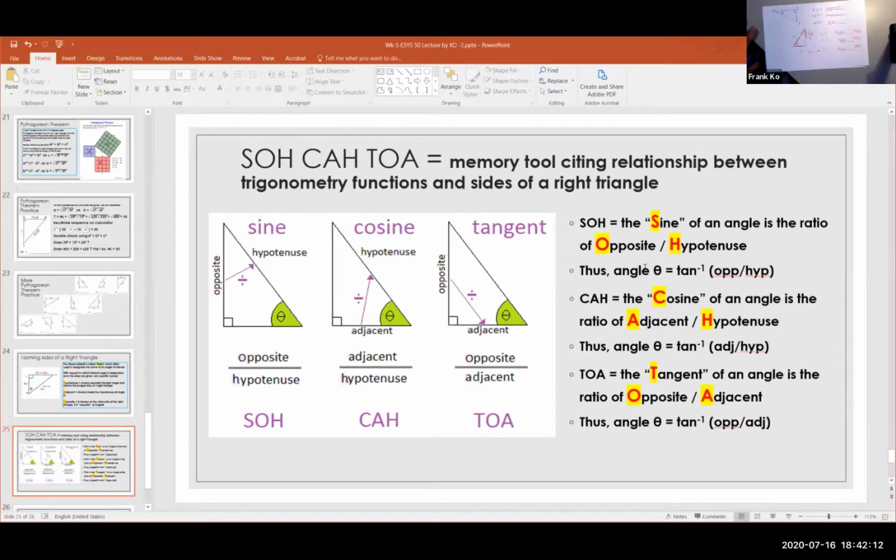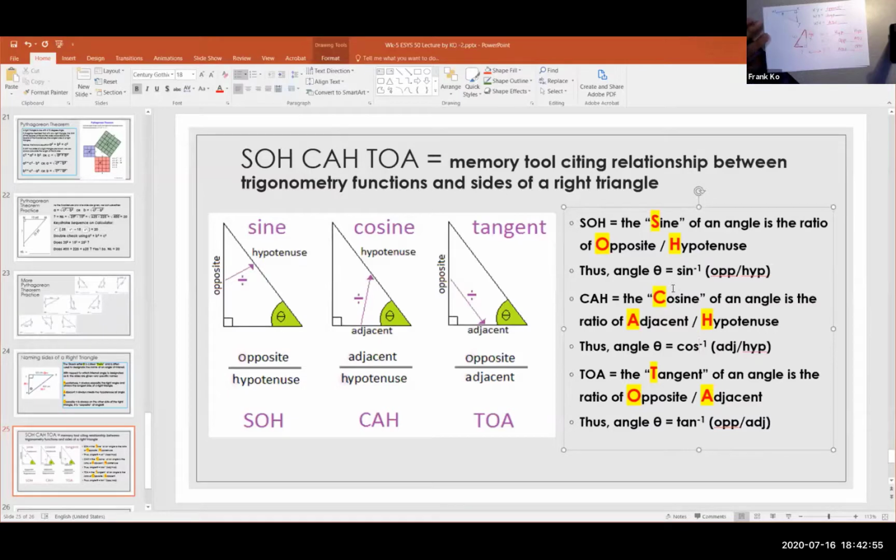Thus, the angle of theta, this is how we mathematically calculate the angle. The angle of theta is the inverse tangent, open parentheses, opposite over hypotenuse. Inverse tangent of opposite over hypotenuse. Nope, sorry. Did I do inverse tangent on everything? I think I did. So this is inverse sine. Nope. And this one will be inverse cosine. Too much cutting and pasting.